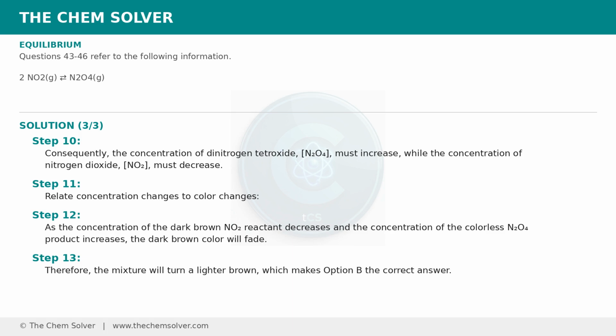Relate concentration changes to color changes. As the concentration of the dark brown NO2 reactant decreases and the concentration of the colorless N2O4 product increases, the dark brown color will fade. Therefore, the mixture will turn a lighter brown, which makes option B the correct answer.